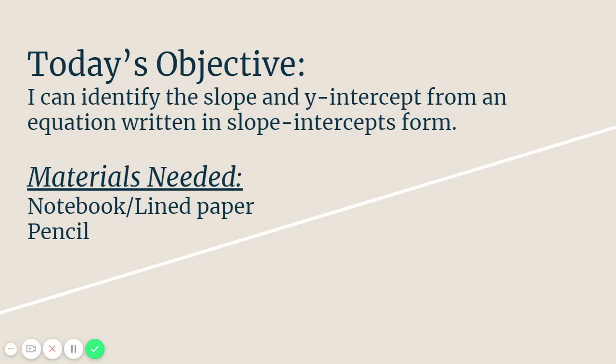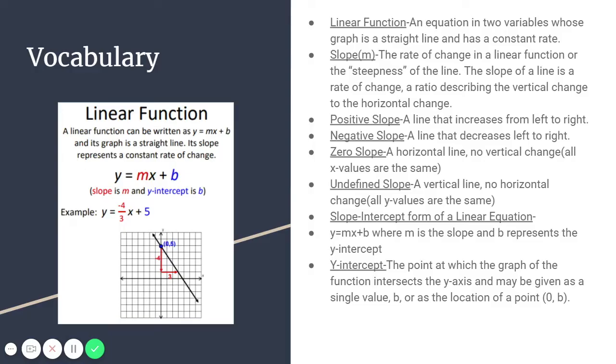Today's objective: I can identify the slope and y-intercept from an equation written in slope-intercept form. Materials needed: notebook, lined paper, and a pencil. A review of this week's vocabulary is as follows: linear function, slope, positive slope, negative slope, zero slope, undefined slope, slope-intercept form of a linear equation, and y-intercept.